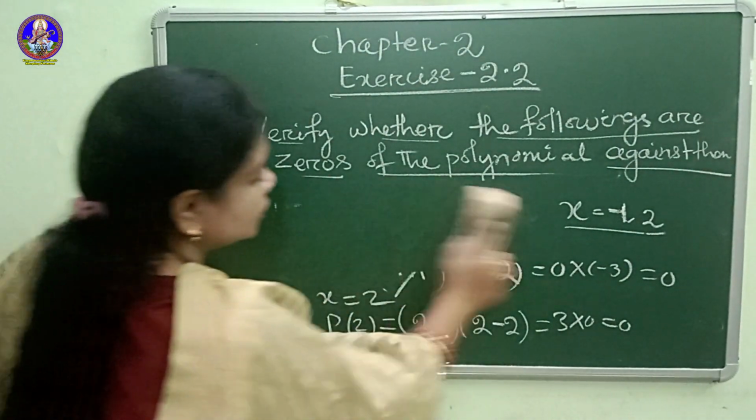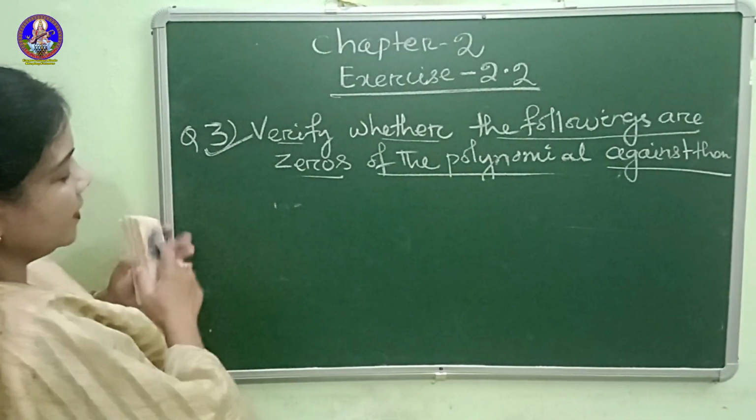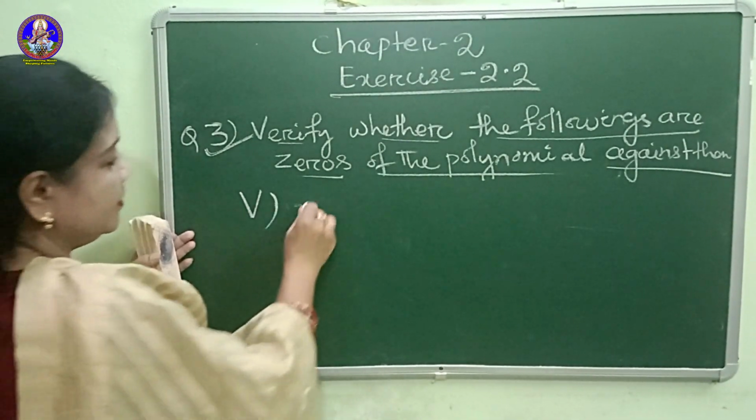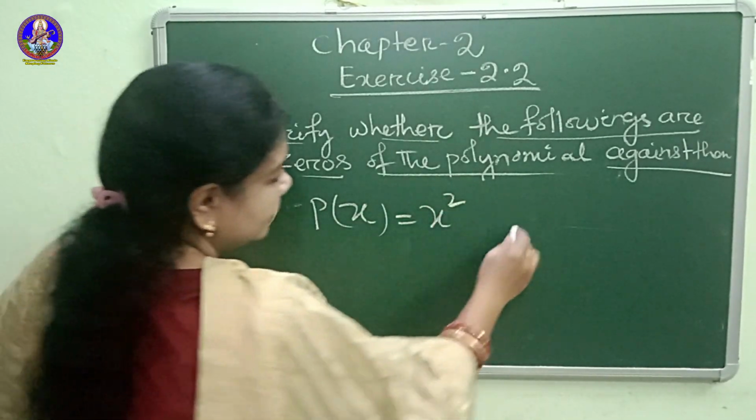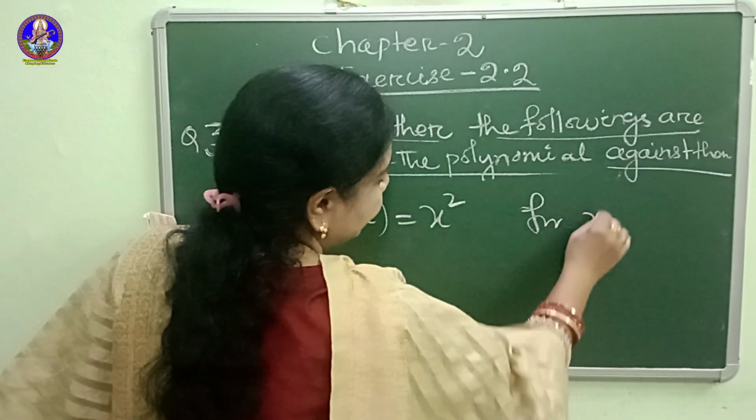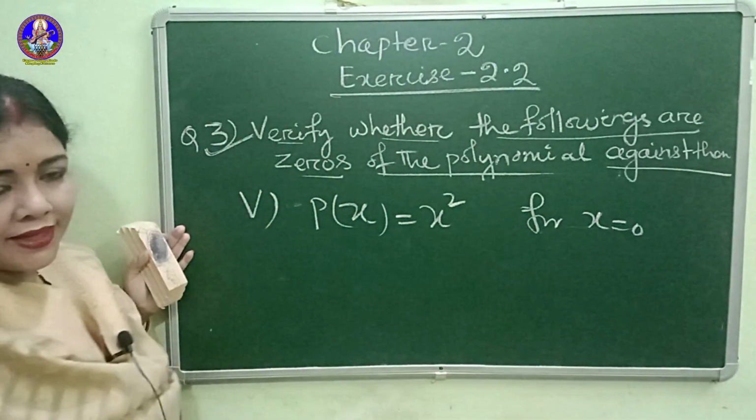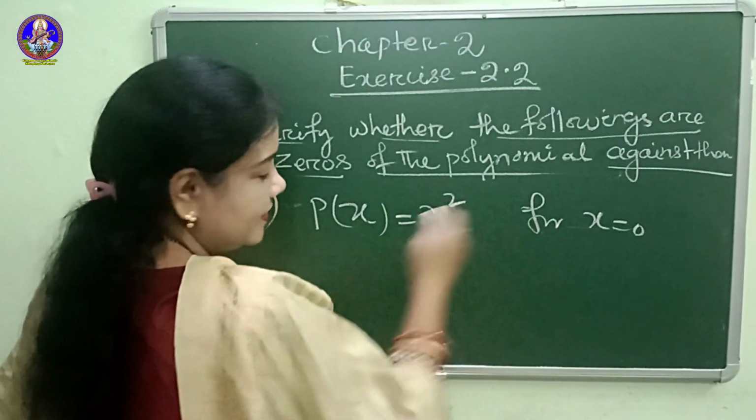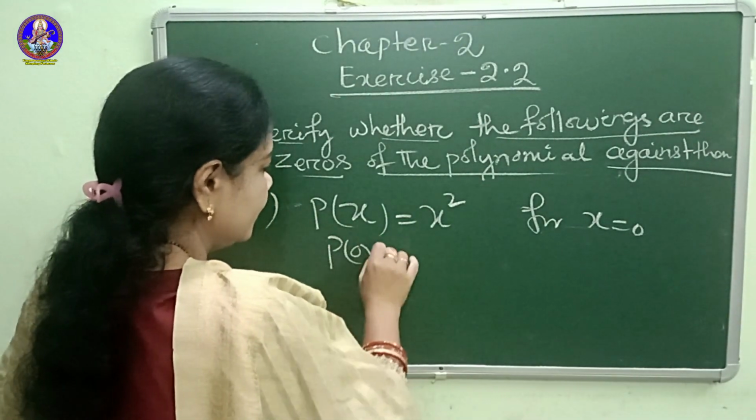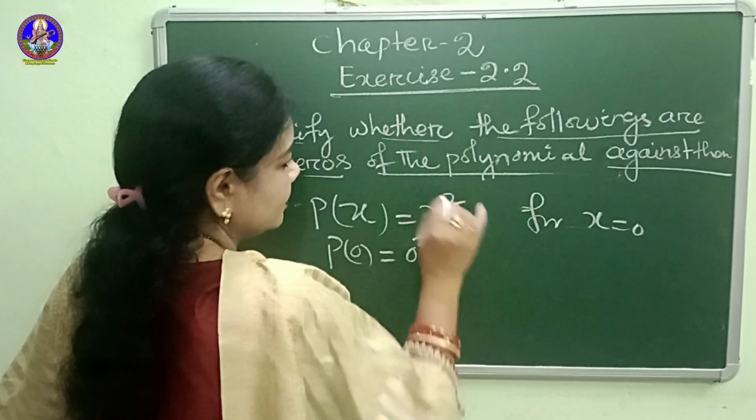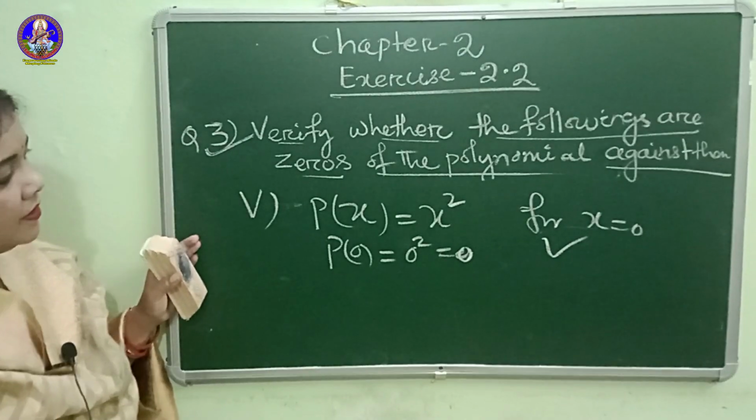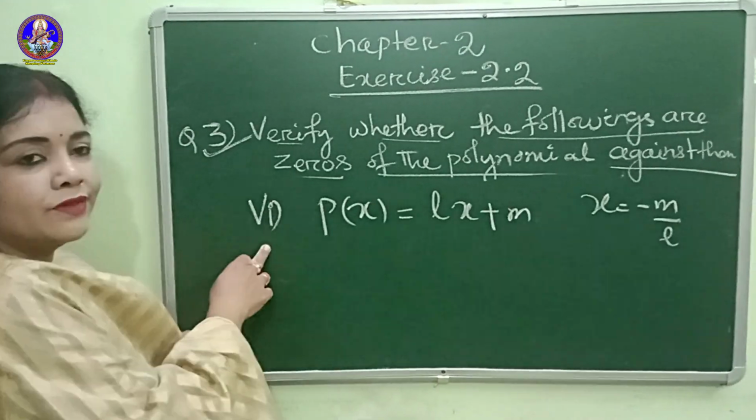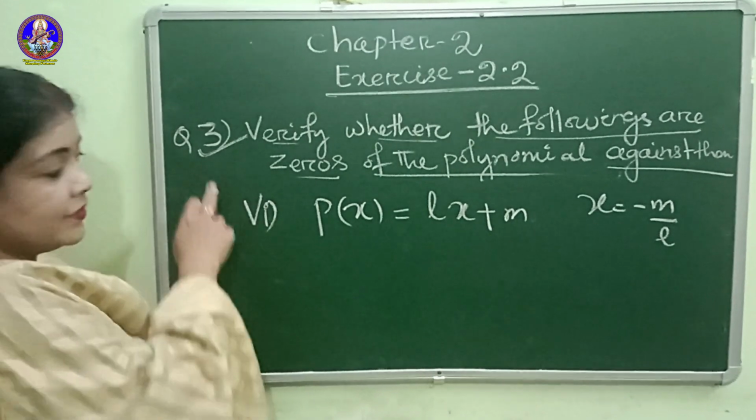Similarly, let us solve another example. (iii) is given p(x) is equal to x square, with x is equal to 0. Very simple. Just put x is equal to 0 here. So 0 square is equal to 0. So yes, x is equal to 0 is a zero of the polynomial p(x) is equal to x square.